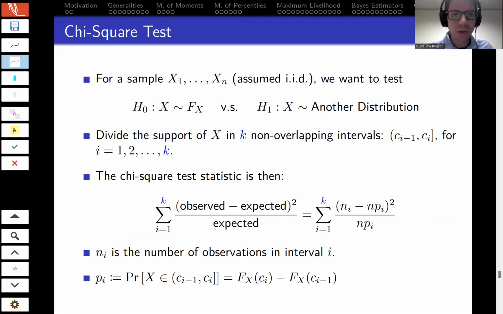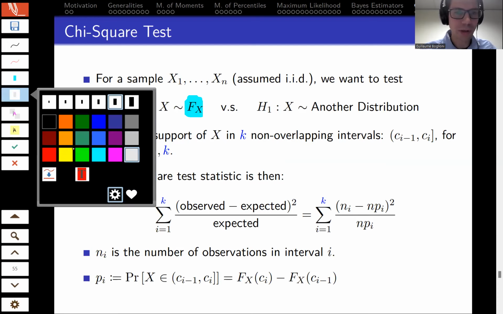Here, let's assume you have a sample, assume IID, and you want to test this. H0 is that this data comes from some distribution. That might be a distribution you fitted some parameters to, but we're going to come back to this in a second. And then H1, the alternative, is just that X does not follow that distribution, so X follows anything else. The method is this: you're going to divide the support of x, by support I mean all possible values x takes, into a certain number of intervals. Sometimes we call those cells. Here I call it just interval.